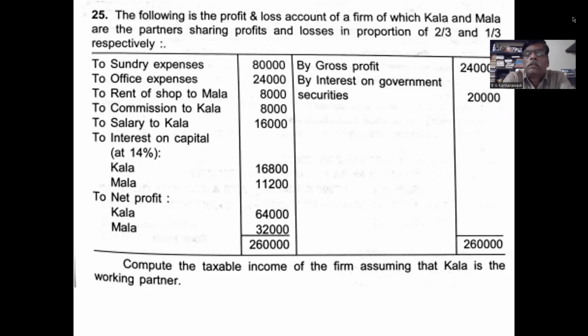Net profit share of Kala is 64,000, Mala is 32,000. So what is the total net profit of the firm?